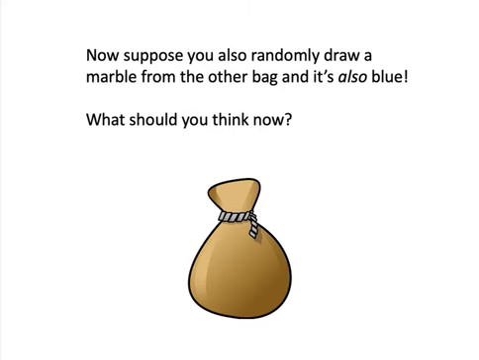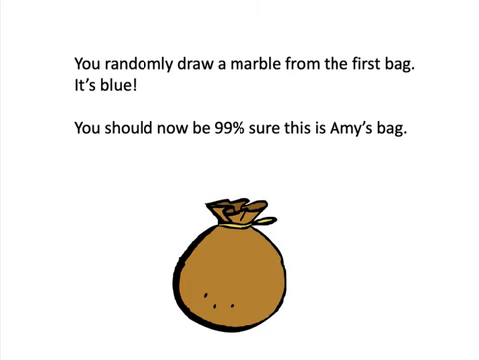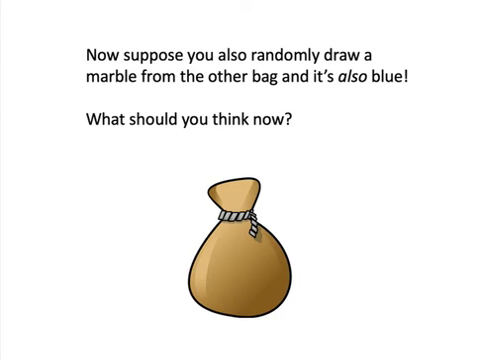But now, suppose that you also randomly draw a marble from the other bag, and it turns out that it's also blue. What should you think now? How should you change your overall degrees of belief? The answer is that you should now think that there's only a 50-50 chance that you're holding Amy's bag. So from this new piece of evidence that from each bag you drew a blue marble, you should stop thinking that there's a 99% chance that the first bag is Amy's, and you should now go all the way down to a 50-50 chance.